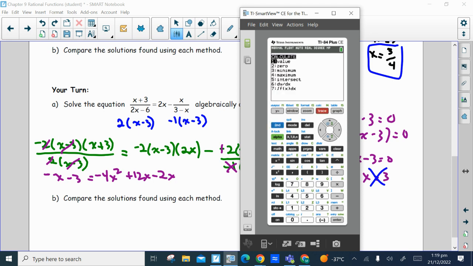So just to confirm, the negative 1/4, there it is on the graphing calculator. Okay.